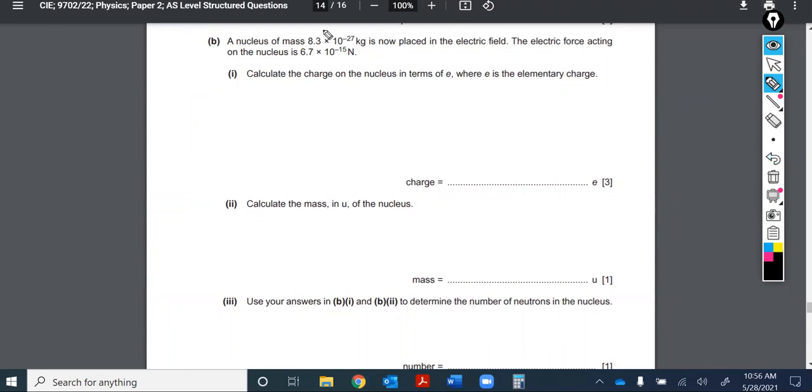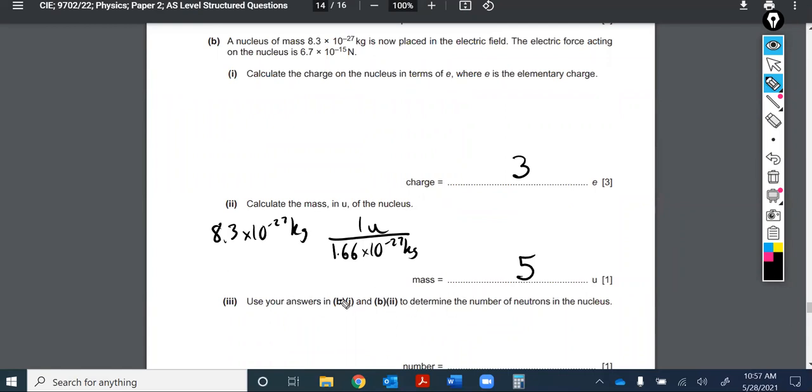So if they tell us that the mass is 8.3 by 10 to the negative 27 kilograms, and we know that there are 1.66 by 10 to the negative 27 kilograms in one unified atomic mass unit, then we just do that division. 8.3 by 10 to the negative 27 divided by 1.66 by 10 to the negative 27, that equals 5. Remember, the charge was 3.